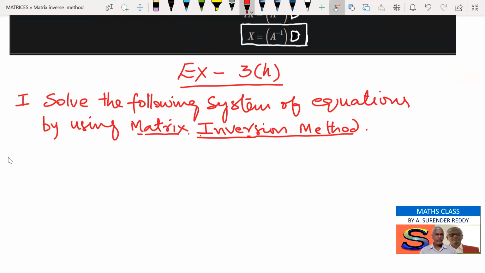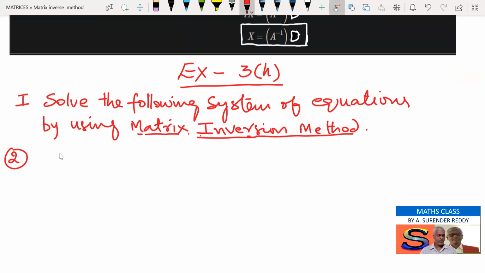Let us take up second problem. Already we did it in Cramer's rule. So whatever the method it may be, solution will be same.